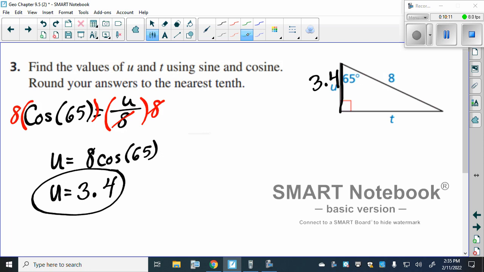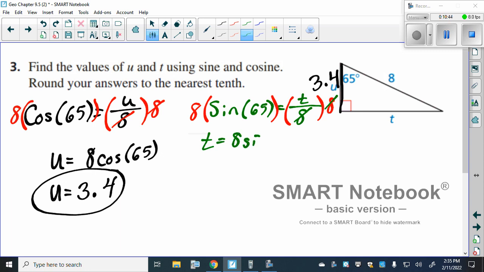Now, what can we do to find t? Sine of what? Sine of 65 is equal to the opposite side t over 8, the hypotenuse. Exactly, we would multiply both sides by 8, so these would cancel, telling me t is equal to 8 sine of 65 degrees.